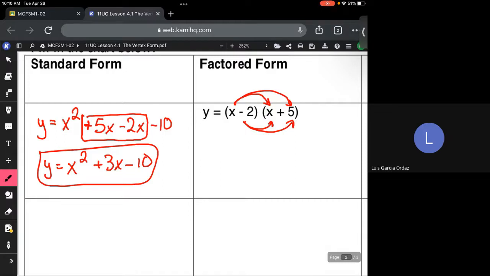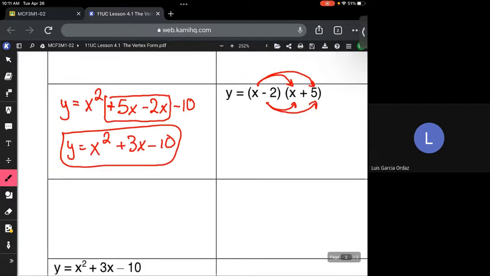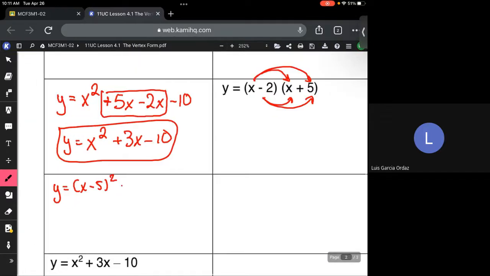Now for the next one, we're starting with vertex form. So we need to convert that into standard form first before we can change it into factored. So we expand. My vertex form is y equals (x minus 5) squared minus 36. How would I be able to expand this? Brooklyn? We could do x take away 5 times x take away 5, take away 36.